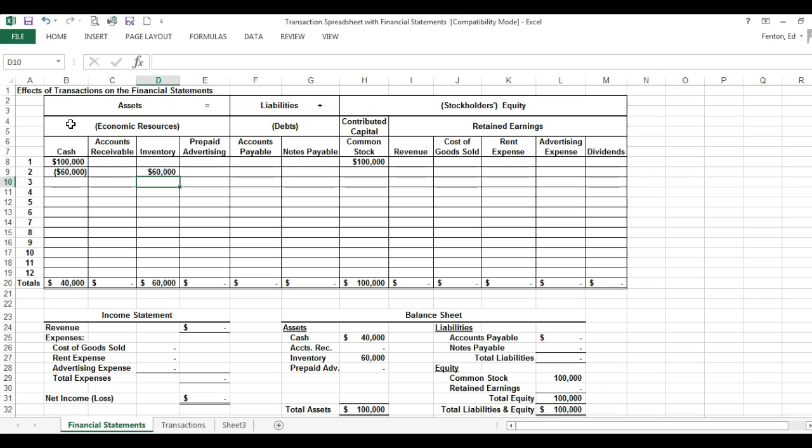Again, the income statement was not affected, but look at the balance sheet. The right side of the balance sheet did not change, but on the left side under assets you can see where we now have cash of $40,000 and inventory of $60,000. Still totals $100,000, and the balance sheet stays balanced.